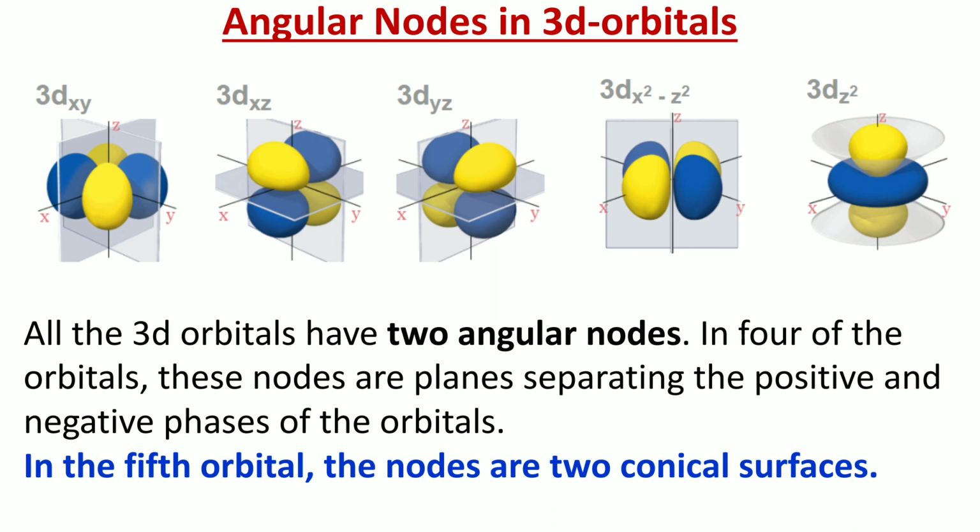In the case of d orbitals there are two angular nodes, because the azimuthal quantum number l for the d orbital is 2. So all the 3d orbitals have two angular nodes. In 4 of the orbitals, these nodes are planes separating the positive and negative phases of the orbitals. In the 5th orbital, dz square, the nodes are two conical surfaces. One is the upper conical surface and the second one is the lower conical surface. So these two conical surfaces represent the nodal surfaces in the case of the dz square orbital.